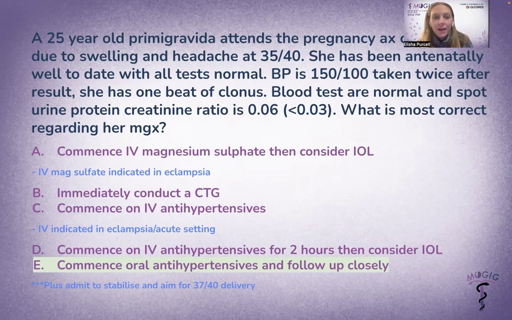And then induction of labor at 35 weeks gestation. For preeclampsia, we consider induction of labor at 37 weeks for delivery. So that leaves us with our last one, commence oral antihypertensives and follow up closely. That's the most correct answer. And as I've written down there, in real life, you'd also want to admit them to the hospital, make sure they're stable, and then we would aim for delivery at 37 weeks gestation.